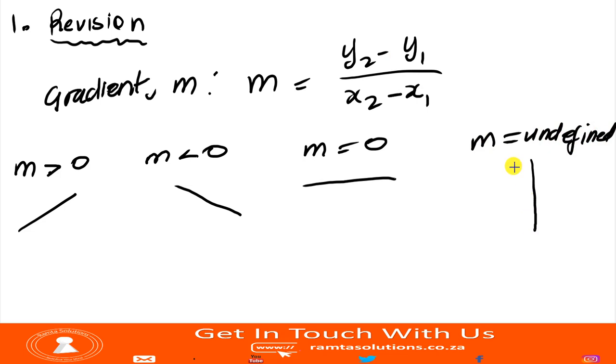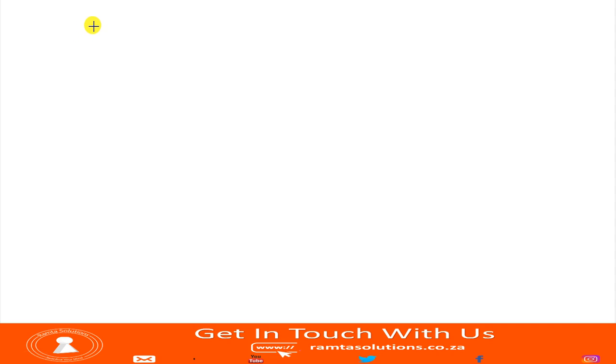So when your gradient is positive, your slope looks like this. When your gradient is negative, your straight line looks like this. When gradient is 0, you have a constant, y equals whatever, which is your y-intercept. And when gradient is undefined, you have a vertical straight line, x equals whatever, that x-intercept.